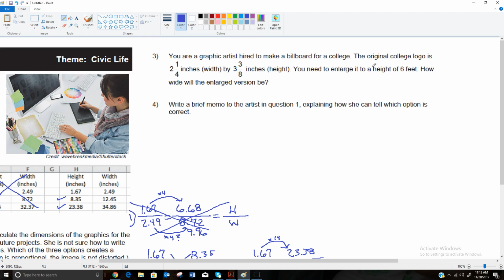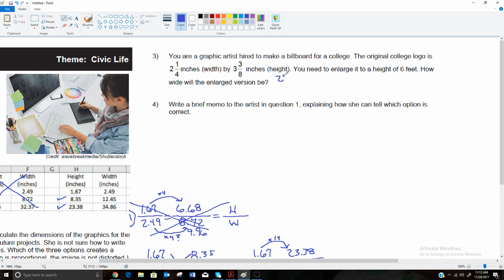Well, right now we've got a mixture of units. We've got the original that's in inches and the enlargement that is in feet. As strange as it may sound, we actually don't need to change that, because remember, we're just trying to be proportional. So as long as I keep the original logo both in inches and then the enlarged billboard in feet, I don't actually have to change the units. Let me write this down.